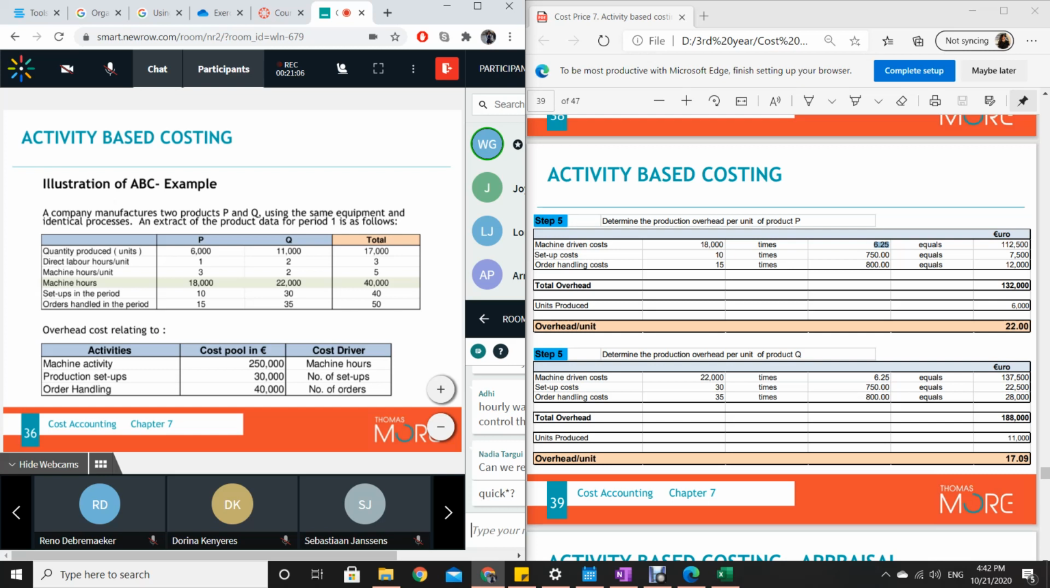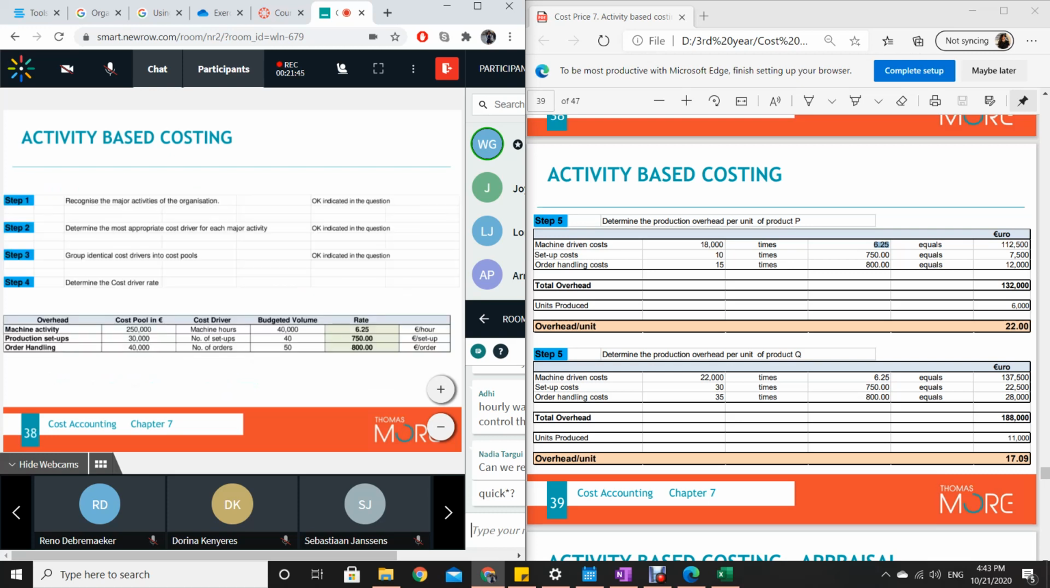When it's a production setup, you use number of setups. Imagine that you have another activity that you will also evaluate with the same cost driver. Then you can put it together. So maybe there is machine maintenance activity. This is also linked to machine hours. Then you can put it in the same cost pool. So this can go together, and that is step 3.